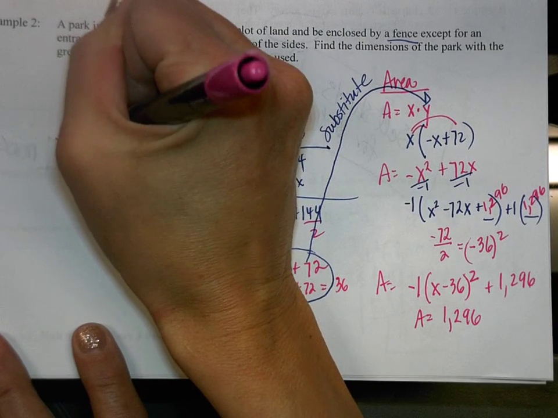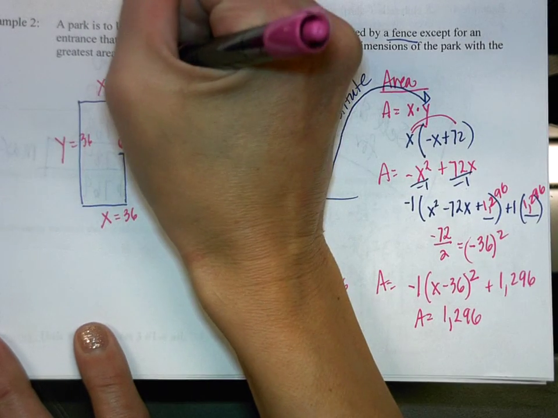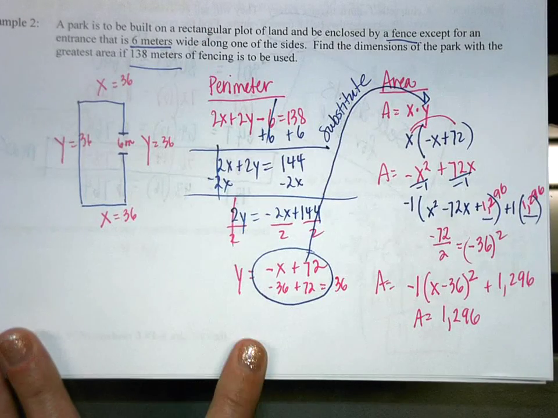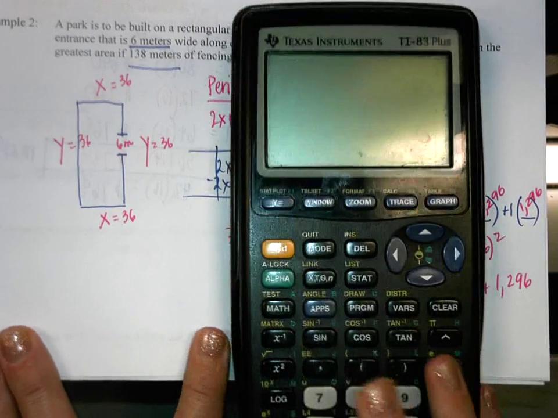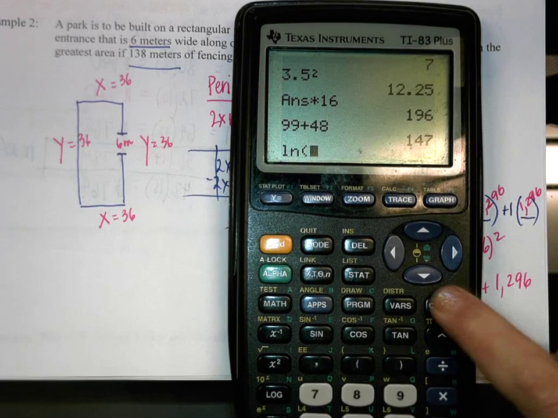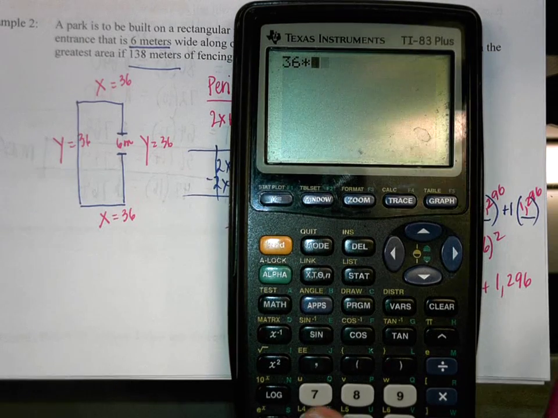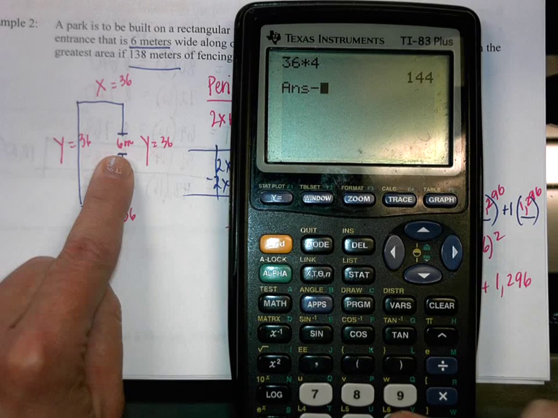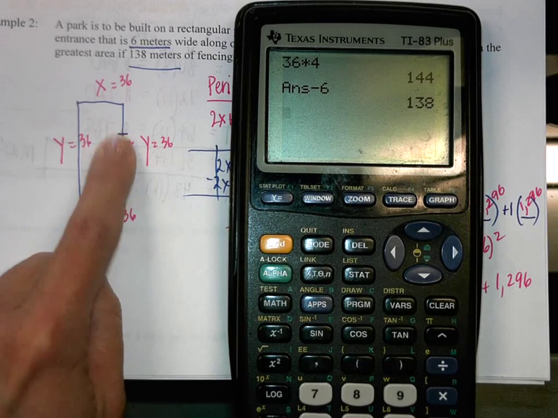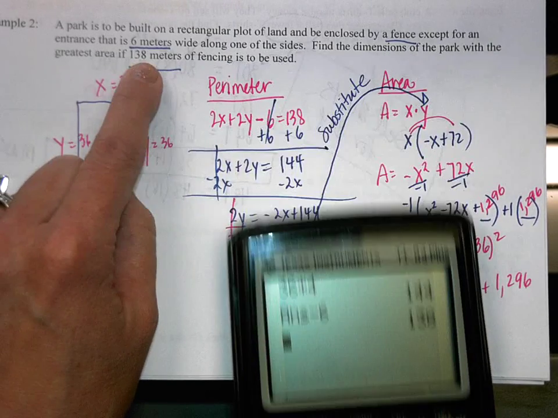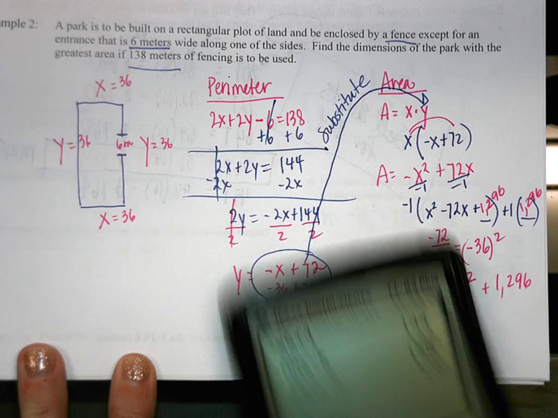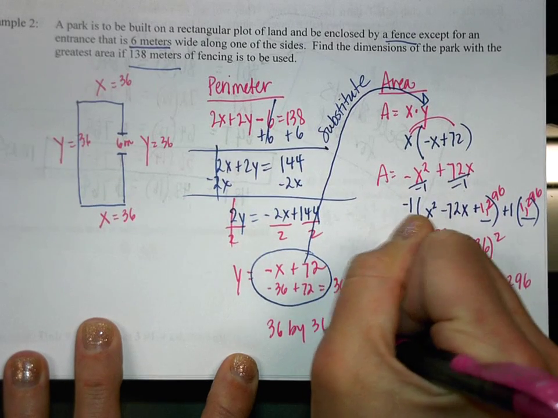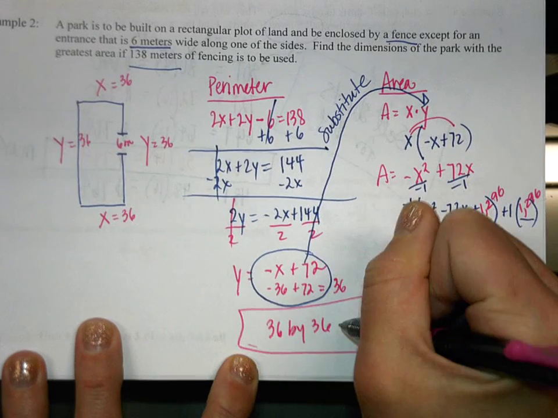And if you want to make sure this works out, if you take 36 times 4 in your calculator, because there's 4 sides, right? 36 times 4 is 144, but then there's this 6 right here that we would subtract out because there's no fencing there, and we get to the 138 meters. So the dimensions are 36 by 36 meters. Okay, any questions?